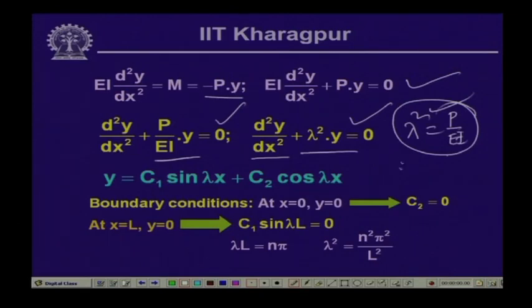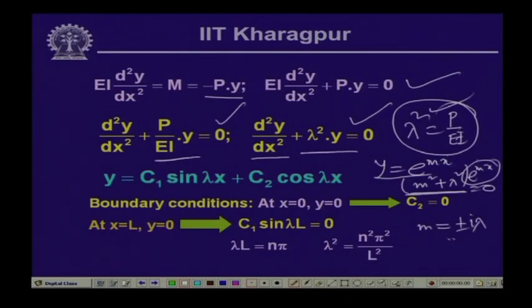Now, if we choose a solution of y as equal to e to the power mx, then we get an expression m square plus lambda square times e to the power mx is equal to 0. Now, since e to the power mx equal to 0 will give y equal to 0, which is meaningless, m square plus lambda square equals 0, and thereby m is equal to plus minus i lambda. Now, corresponding to this, we have the solution y as equal to C1 sin lambda x plus C2 cos lambda x, where C1 and C2 are the unknown constants.